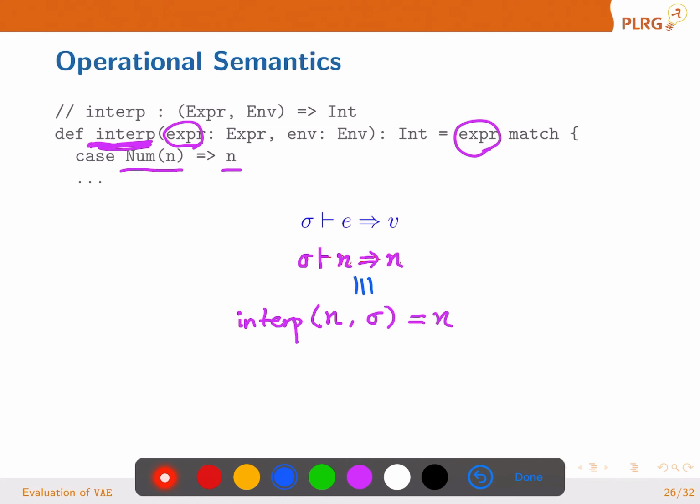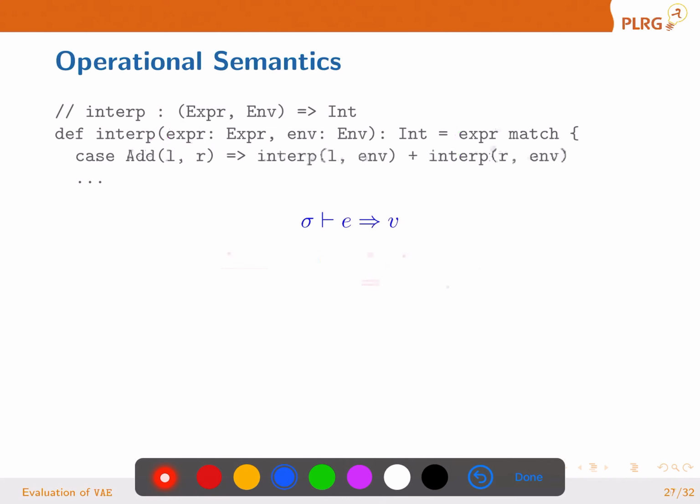Do you see it? How about addition? In Scala, we say that, hey, interp, the expression that you're evaluating is addition, then I know that you have two sub-expressions. Then we are going to interpret the first sub-expression under the same given environment, get the value. We are going to evaluate the second sub-expression under the same environment, get the value, and we are going to add them. How can you write that in operational semantics?